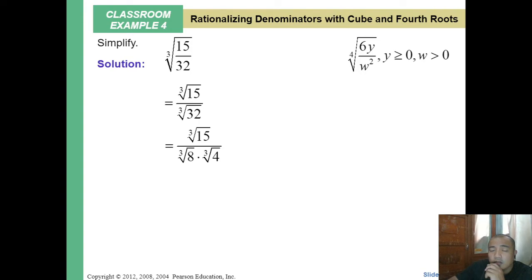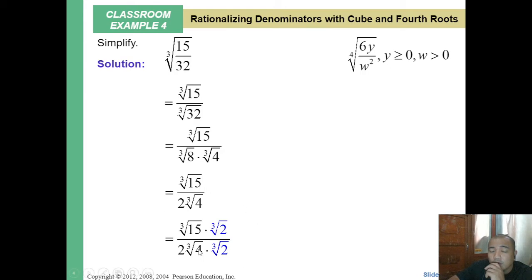32, we can still factor that. Cube root of 8 times cube root of 4. So that resulted to cube root of 15 over cube root of 4. But since there is still a radical in the denominator, let's rationalize by multiplying cube root of 2 over cube root of 2, so that the denominator will become cube root of 8.